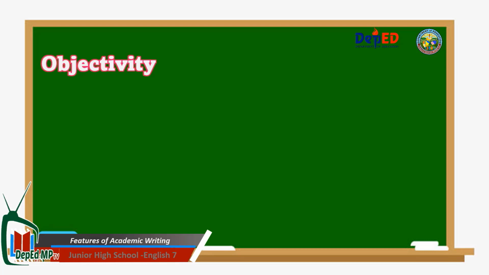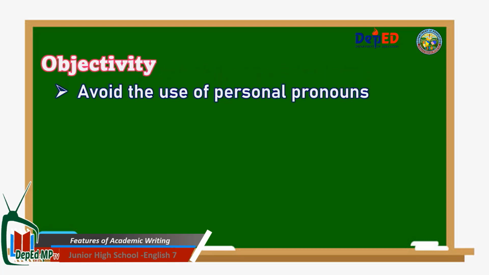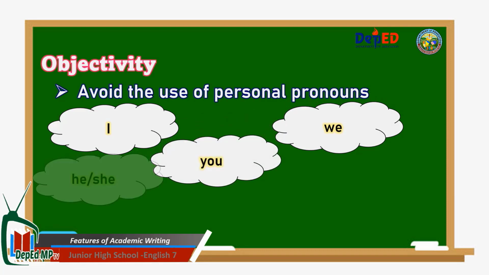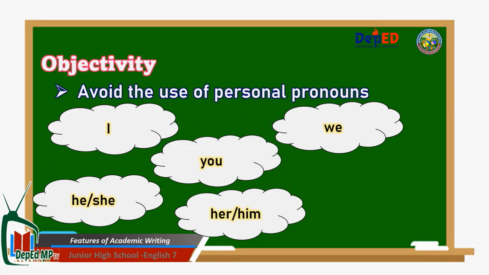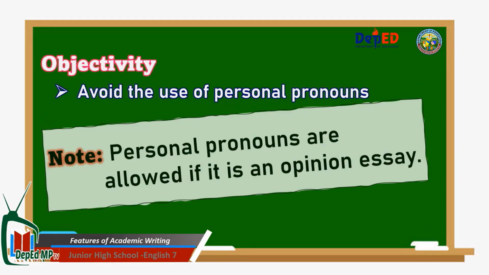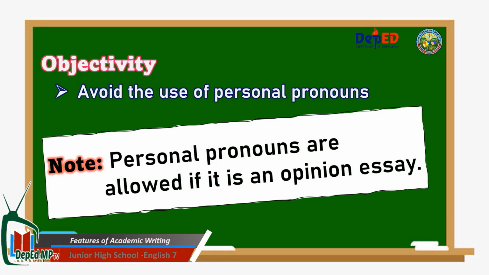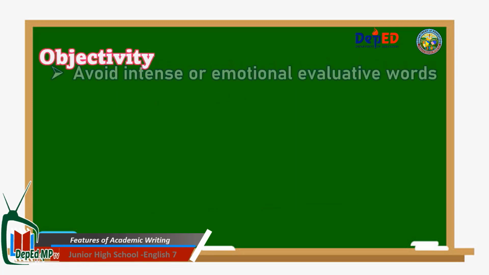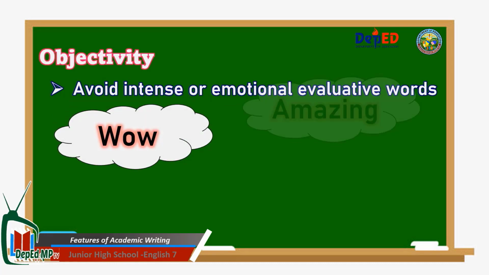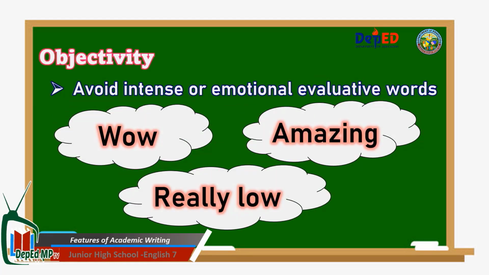To attain objectivity, use of personal pronouns should be avoided. These pronouns include I, we, you, he or she, her or him, and it. However, it should be noted that personal pronouns are allowed if you are tasked to make an opinion essay. Intense or emotional evaluative words should also be avoided. Examples: wow, amazing, really low.